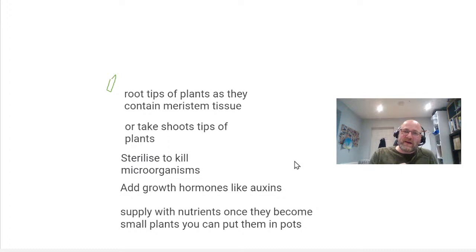You're going to sterilize it first to make sure there's no bacteria or viruses, then add some growth hormones, some nutrients like glucose, amino acids, and then grow them. And once they become a little ball or a little lump, you can plant them out in pots. They call it a callus, but you don't need to know that for IGCSE. And that's micropropagation.